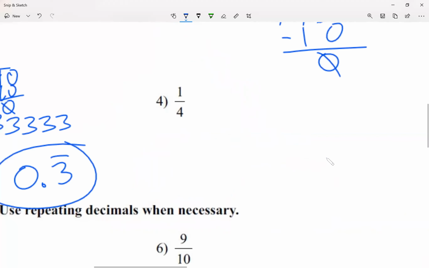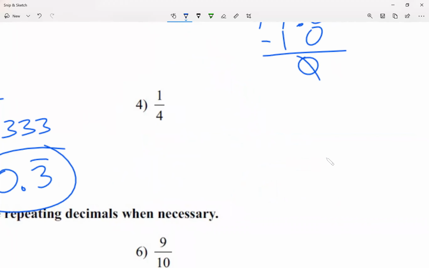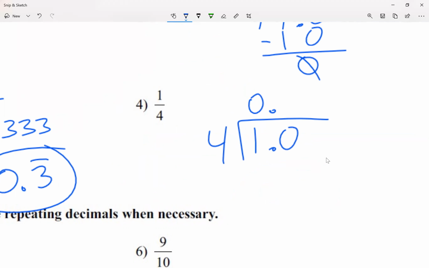Now here, let's take a look at question number 4. 1 divided by 4. There's a decimal there. I don't see a number in front of the fraction, so let me put a 0 in front of the decimal. Take a look at this. How many times does 4 go into 10? I'm going to say 2 times, right? Because 4 times 2 is 8. When I subtract this, 10 minus 8, I get a 2.